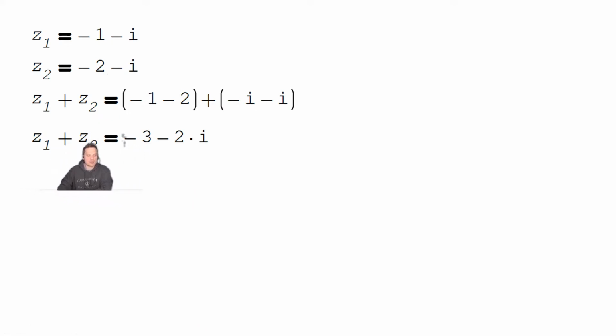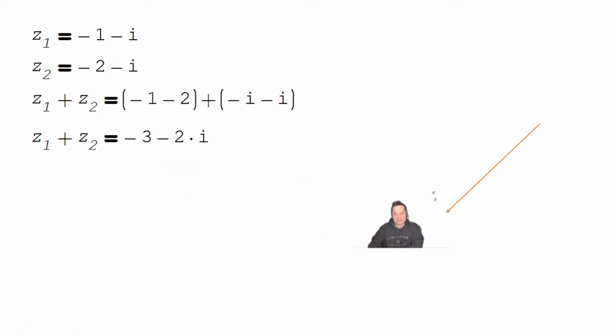Simplify that a little bit. So z sub 1 plus z sub 2 will be negative 3, because it's negative 1 minus 2, which is negative 3. And then it's going to be negative i minus i, which will give me negative 2i in that position. So that's the sum. To visualize that, we proceed as follows.